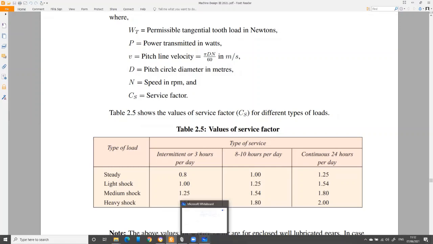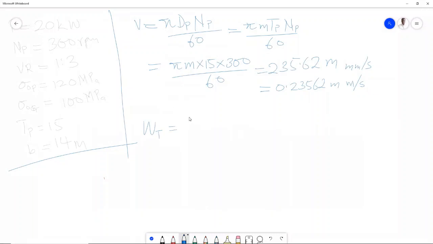All right, so with this information, we can say that the WT, which is equal to P divided by V times CS, is equal to 20, which is the power, times 10 exponent 3, divided by what we obtain here for the V. So here we are taking this to be the V. So we have 0.23562m, times the service factor, 1. If you calculate this, what do you get in terms of m?